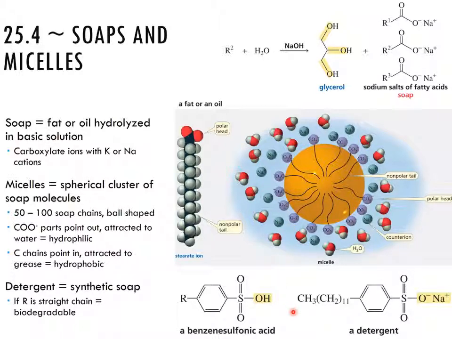And then the bottom of the slide here has an example of detergent. So detergent is made from a benzene with a sulfonate group and a long carbon chain. And so really it's just a synthetic soap. So it's one that can be manufactured and is not found in nature. And then when this R chain here is a straight chain and not branched, then that would also still allow it to be biodegradable.